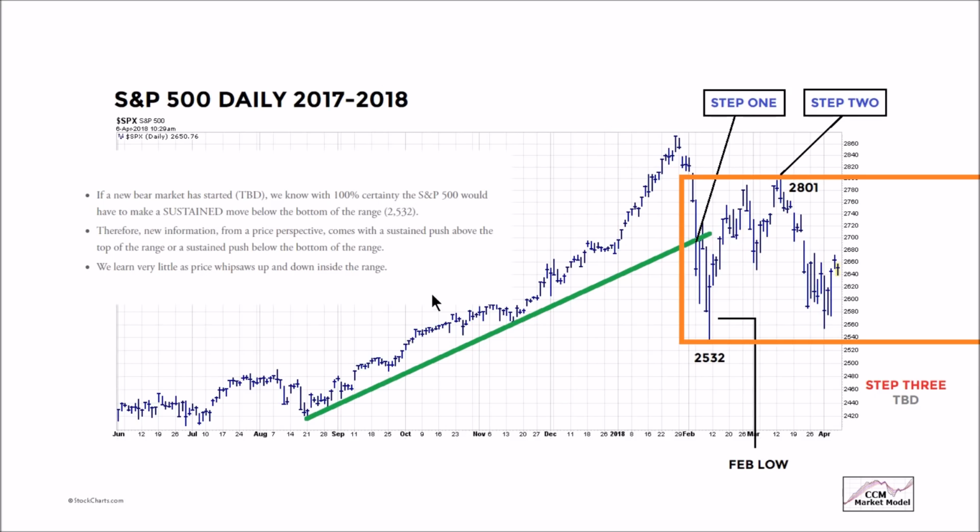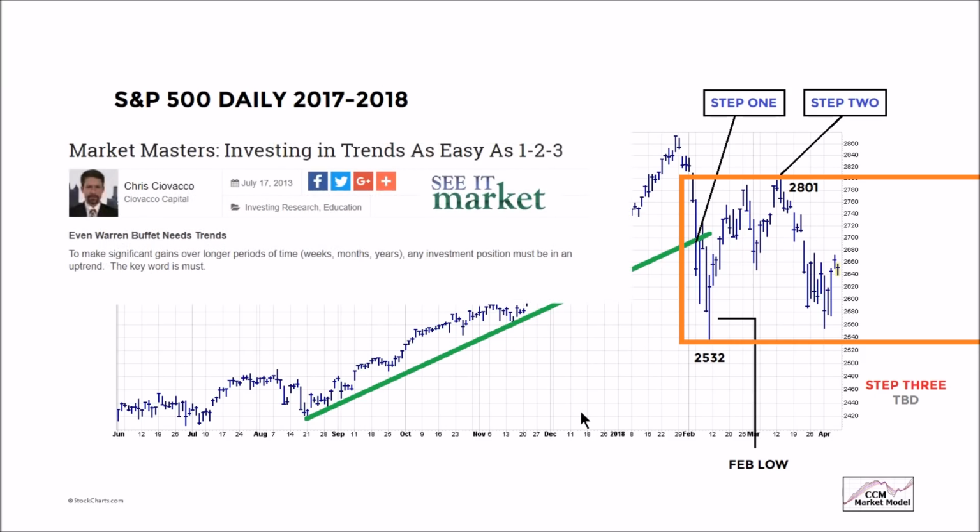And as we noted several weeks ago, new information from a price perspective comes from a sustained push above the top of the range or a sustained push below the lower end of the range. And we know from our bullet points, we also learn very little as price whipsaws up and down between 25.32 and 28.01. If you'd like to see some more visuals about trend changes and the three steps, you can Google this title here and find this July 2013 article on See It Market.